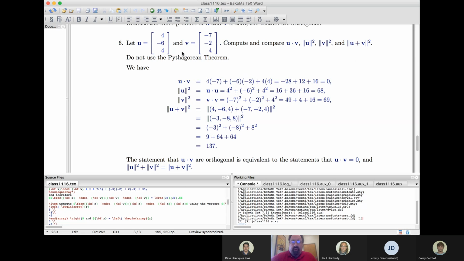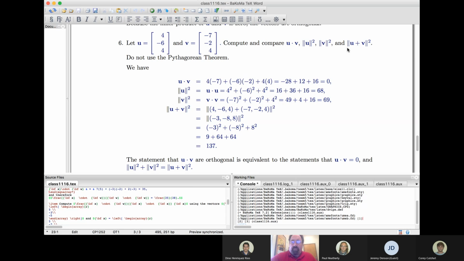So here we go ahead and compute the inner product. So 4 times minus 7, and then minus 6 times minus 2, and then 4 times 4. And we end up with 0. So vectors U and V are orthogonal or perpendicular. And then the inner product of U with itself, so that's just the sum of squares of all the components of U. And then we do the same with V.